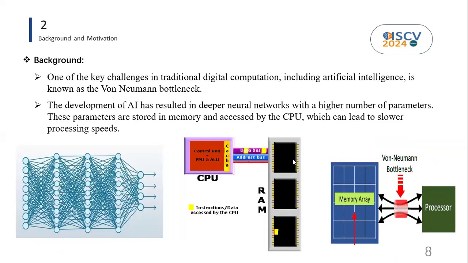One of the key challenges in traditional digital computation, including artificial intelligence, is known as the von Neumann bottleneck. The development of AI has resulted in deeper neural networks with a high number of parameters. These parameters are stored in memory and accessed by the CPU, which can lead to slower processing speed. So we can say the von Neumann bottleneck is a major obstacle to the development of artificial neural networks, contributing significantly to their slow performance.